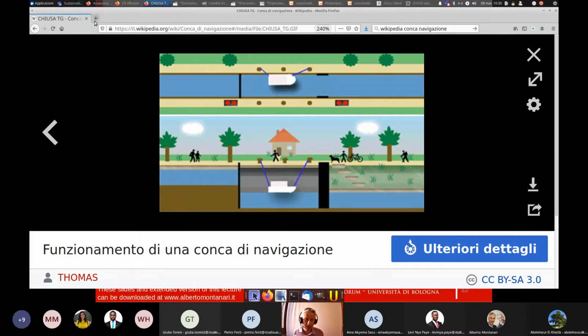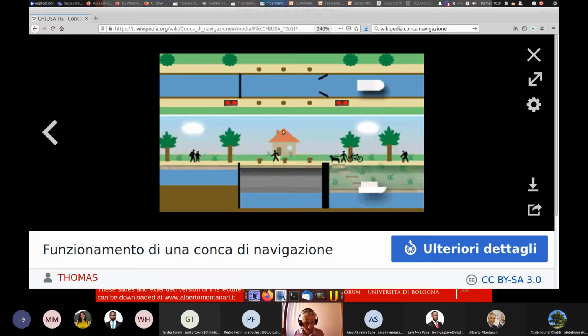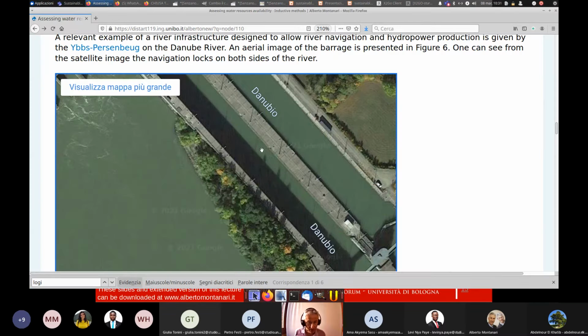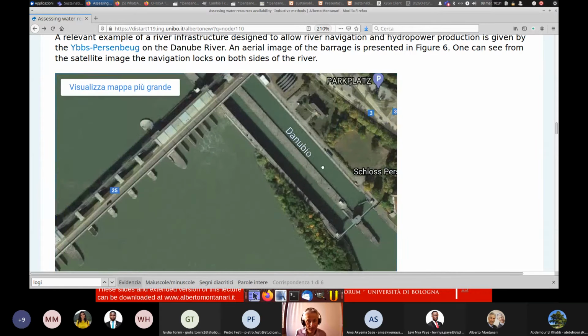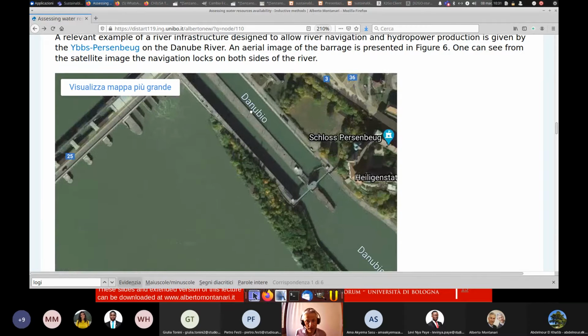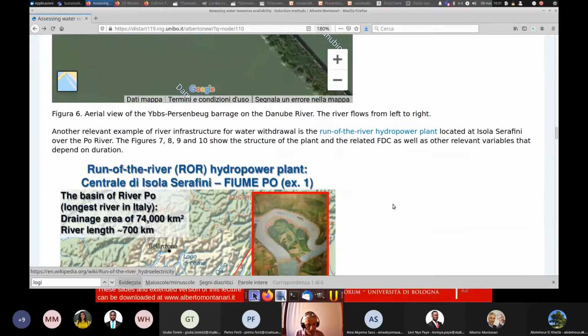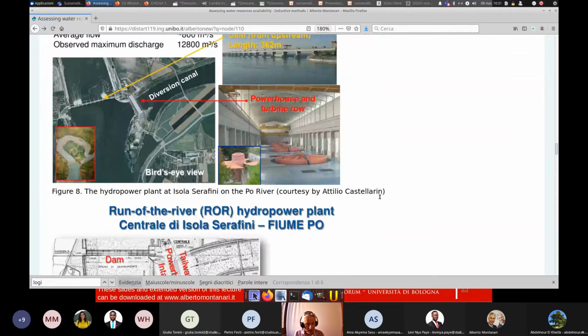And this is what the navigation dock, the scheme that you see here, is what you can see here over the Danube. Just one second, I go back. You see, there is the gate upstream, if you look at my mouse, and then the gate downstream. Okay, I think it's interesting in order to see how they work.